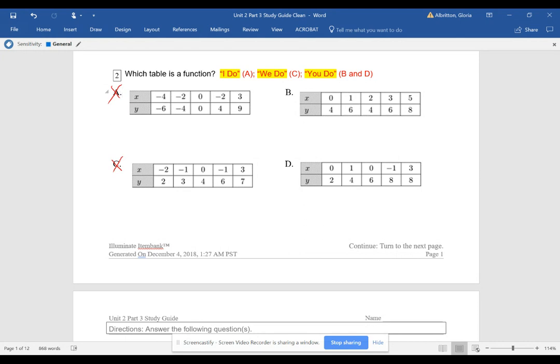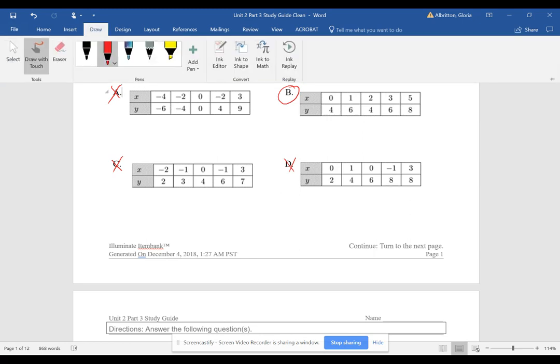So I would like for you to check B and D. So take a moment and do that now. Which table is a function? You're correct. Table B is a function because none of the X values repeat. And on table D, I see 0 and 0 repeating. So that's not a function. Very good. Let's go to the next problem.